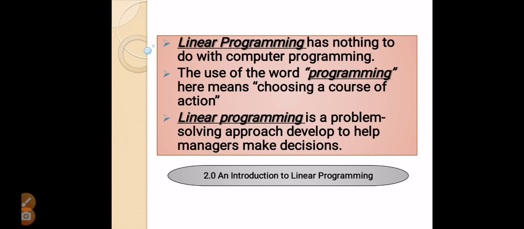Constrained optimization models have three major components: decision variables, objective function, and constraints. Decision variables are the controllable inputs for a linear programming model. They are physical quantities controlled by the decision maker and represented by mathematical symbols.